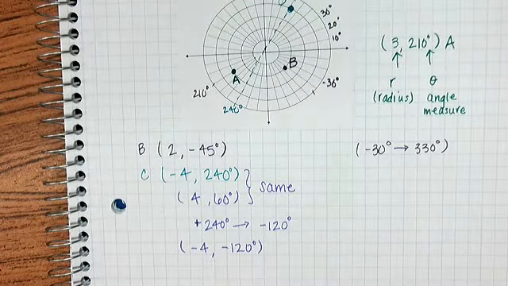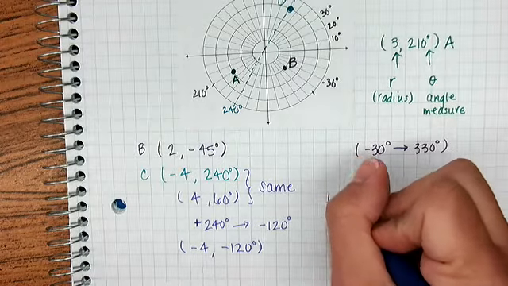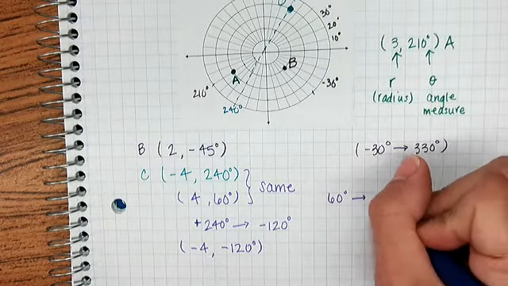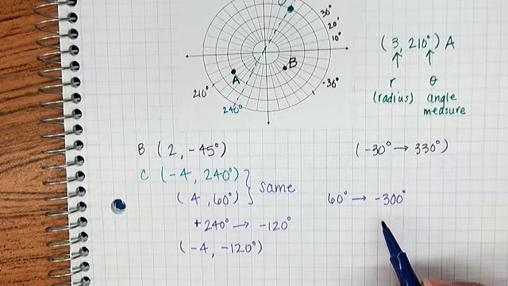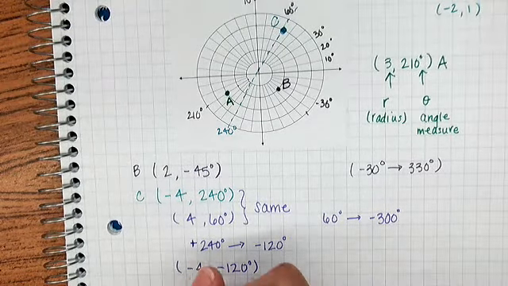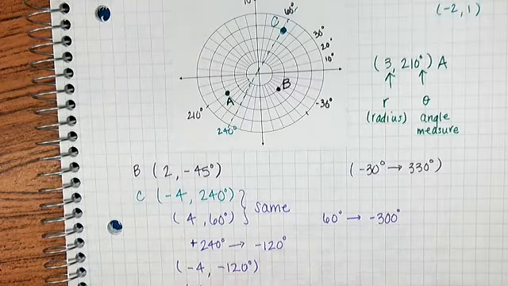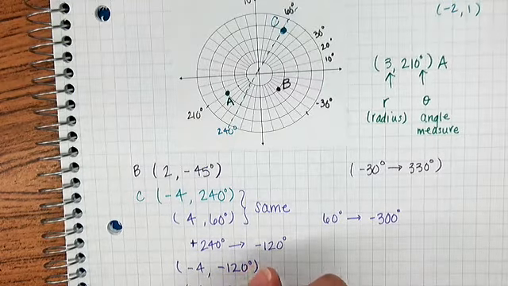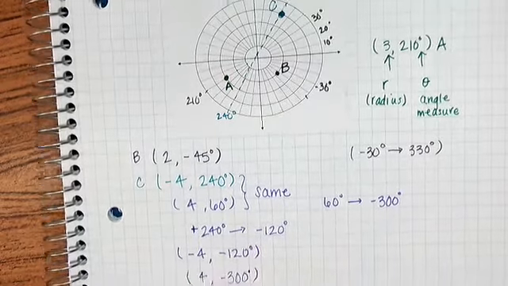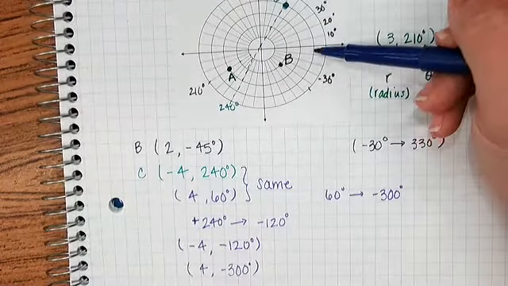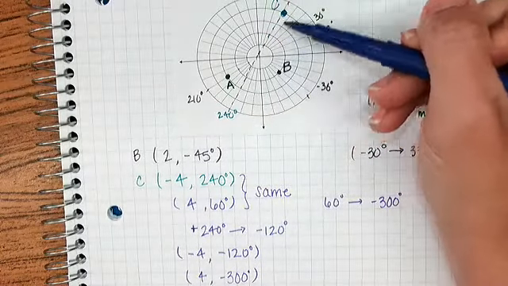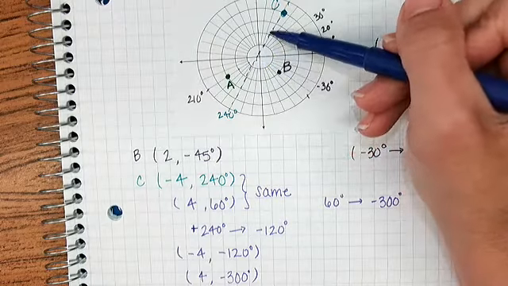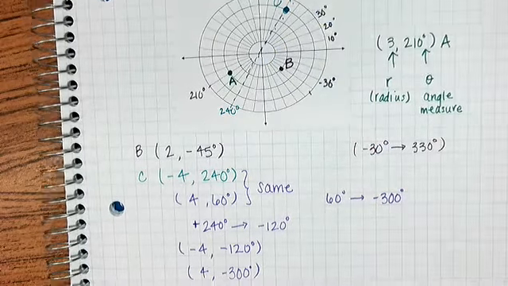And 60 degrees, positive 60 is the same as negative 300. So if I said positive 4, and what did I just say? Negative 300. Negative 300 degrees takes me up to positive 60 degrees. And then I move 4 radii, I end up at the same point.